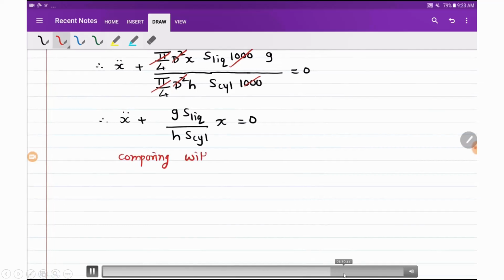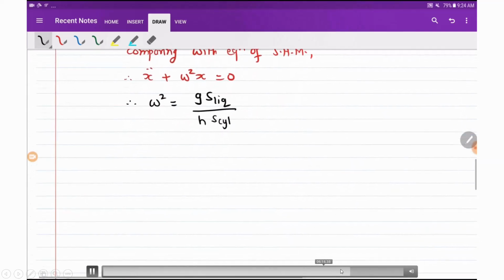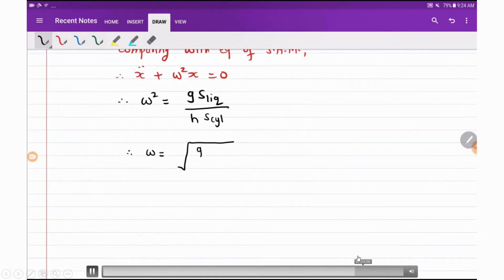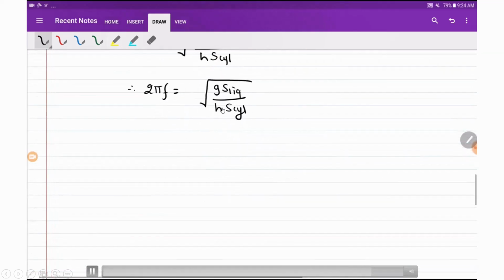Now we have to compare this equation with the equation of simple harmonic motion, as we have been doing. So x double dot plus omega square x is equal to 0. If you compare these two equations, omega square has to be equal to this term which we have written. So taking the square root of both sides, omega will be equal to the square root of g multiplied by S liquid divided by H multiplied by S cylinder. And omega is nothing but 2 pi f. The rest of the terms are as it is.